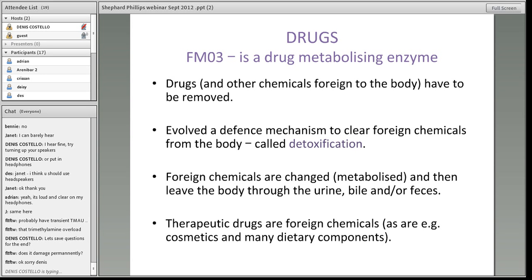And therapeutic drugs are foreign chemicals, but they've only been around for a short time, a lot shorter than humans have been on planet Earth. And we're just very fortunate that we have evolved enzymes that can clear chemicals from our body and from food like trimethylamine, because they allow us to benefit from therapeutic drug therapy. If we didn't have enzymes like FMO3, we wouldn't be able to make such a wonderful use of therapeutic drugs.